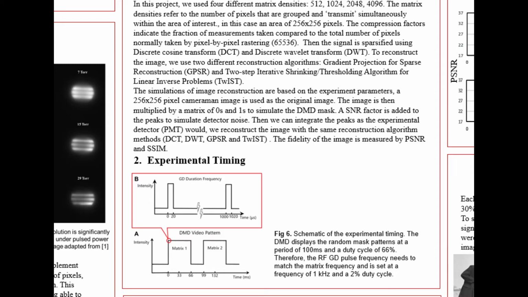Another important factor is the experimental timing. As we can see in Figure 6, the DMD displays the random mask patterns at a period of 100 milliseconds and a duty cycle of 66%. Therefore, the RFGD pulse frequency needs to match the matrix frequency and is set at a frequency of 1 kHz and a 2% duty cycle.